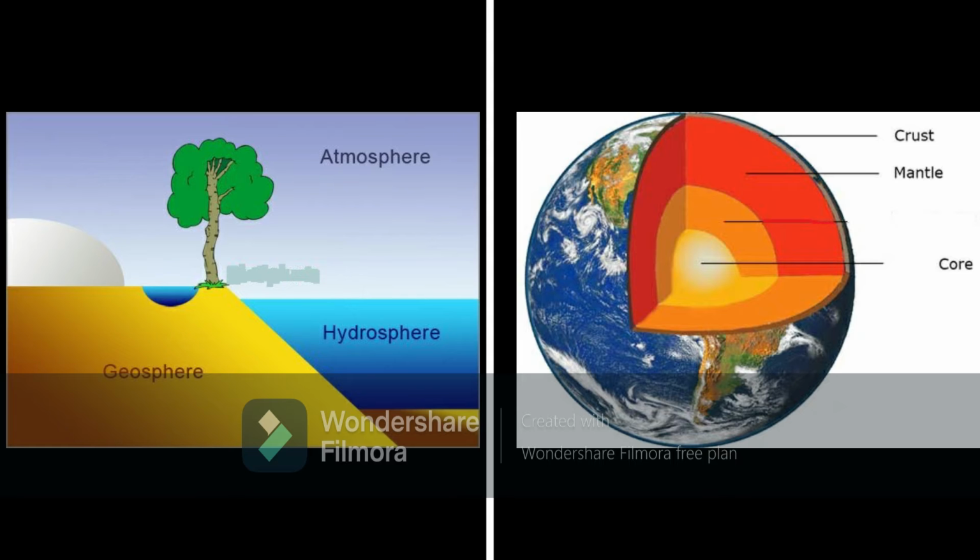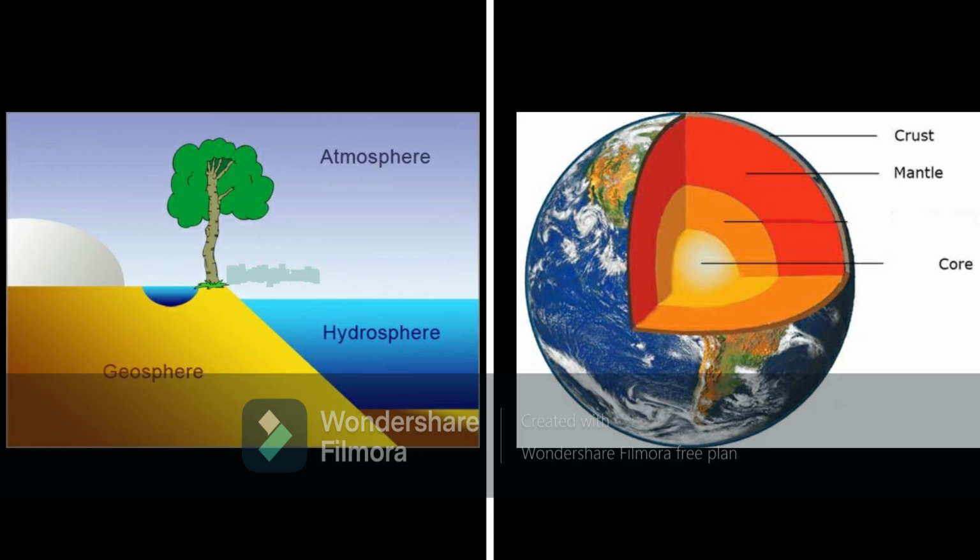So guys, the core is the innermost layer of the Earth. It is made up of metals and its temperature is very high. The mantle is the thickest layer in the geosphere and is between the crust and the core. As for the crust, it is the outermost layer of the geosphere. It is composed of rocks and in it are the continents, islands, and the bottom of the oceans and seas.